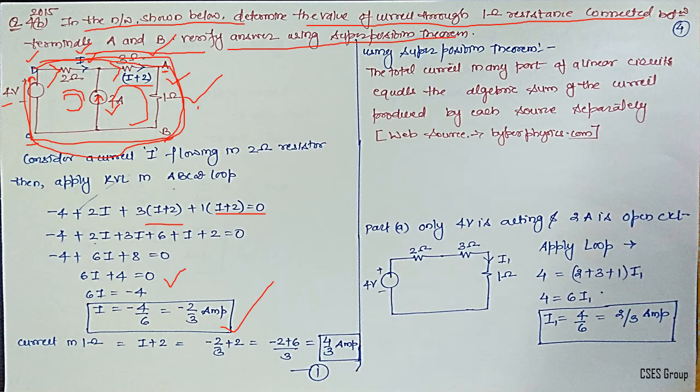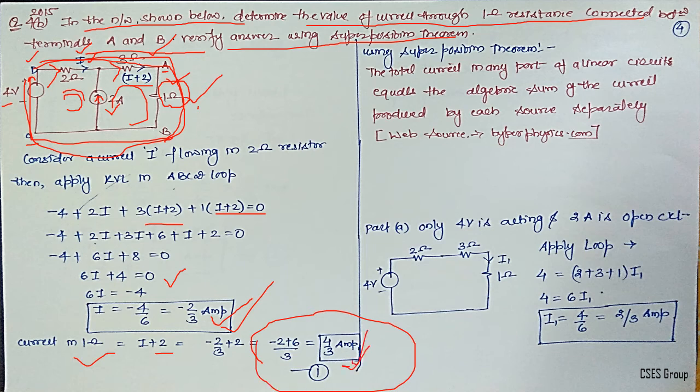Now we are looking for the current through this 1 ohm resistance. The current through this 1 ohm resistance is I plus 2. I is equal to minus 2 by 3, and thus the current is 4 by 3. Okay, so here it is.